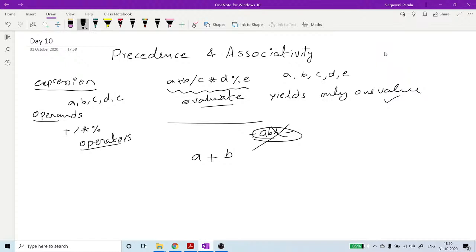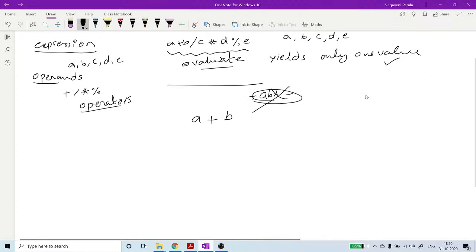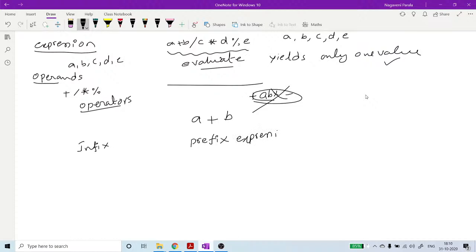So here I am going to categorize expressions in three ways: infix expression, prefix expression, and postfix expression. But we usually use only the infix expression. Where we have specified the operator, based on the position of the operator, we will specify that.